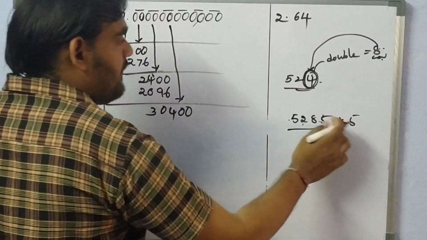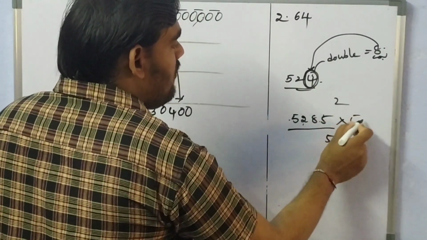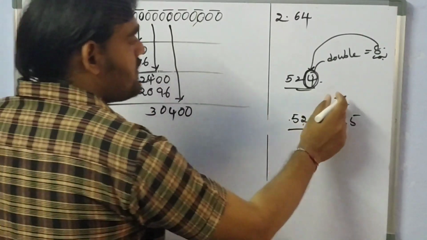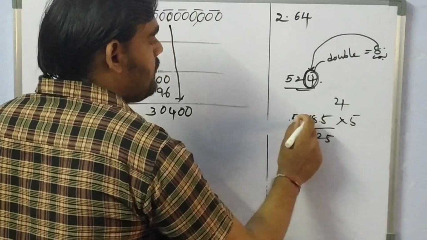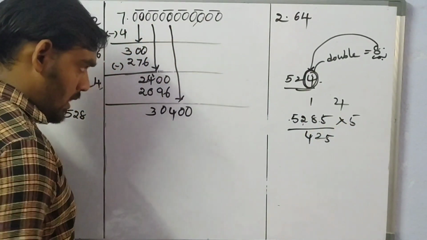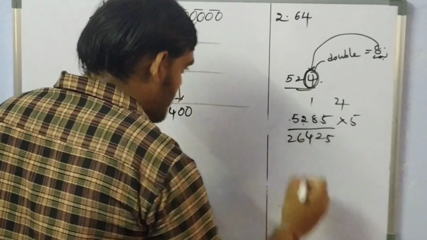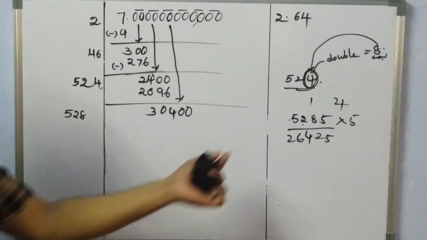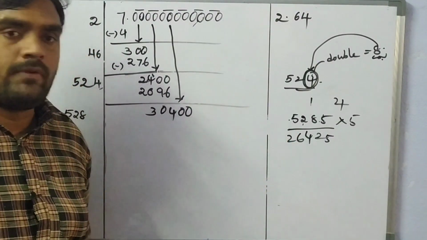At that time 5 5s are 25, 2 5 8s are 40, 40 plus 2 42, 4 5 2s are 10, 10 plus 4 14, 1 5 5s are 25, 25 plus 1 26. See here, we are getting 26,425.